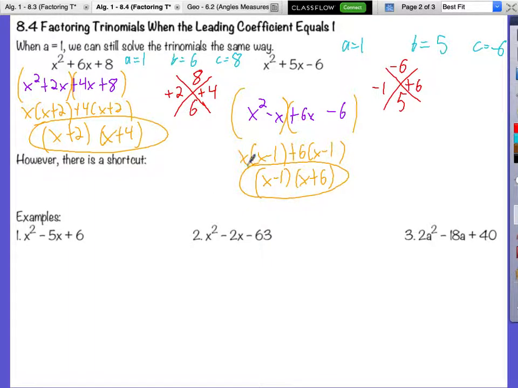What's the trick? Do we notice anything with these coefficients that are in the parentheses? They all have just x at the beginning. It's not like 5x or 2x or anything like that. The first thing in the parentheses is just x. That's something to notice as well. So whenever a is 1, that'll happen. There'll be x and x in the parentheses.